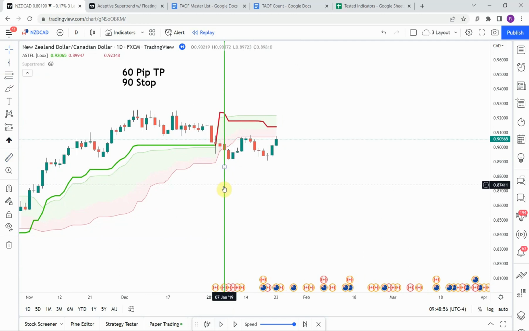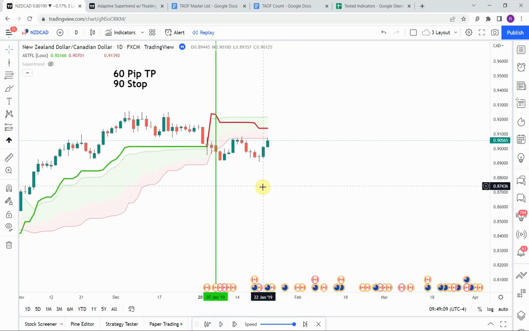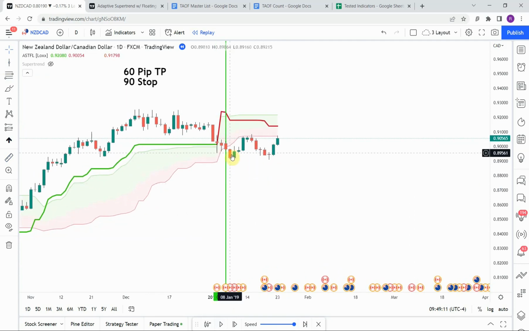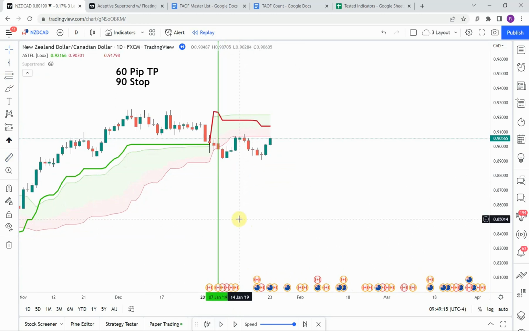All right, so the first signal that we pick up is a short signal right here. We get that switch in the super trend like we were talking about, and then you can see that we get our break below that cloud right here. We get a little bit of a push to the downside. That's just enough to get us to our take profit. Let's go ahead and continue on.